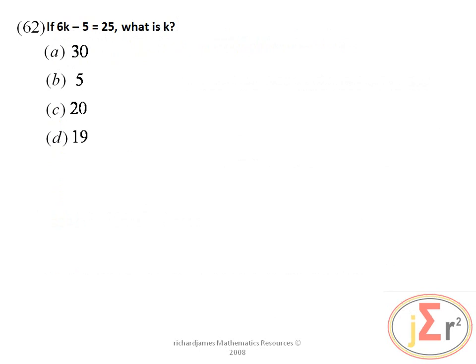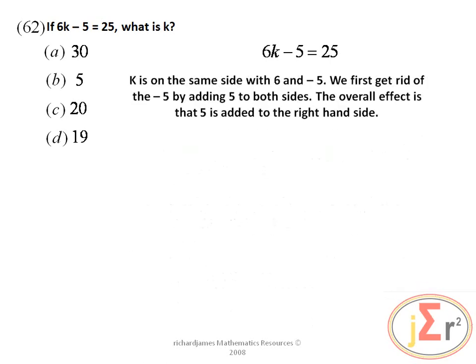If 6k minus 5 is equal to 25, what is k? That's a little bit more sophisticated than what we have had before. k is on the same side with 6 and the negative 5. We first get rid of the negative 5 by adding 5 to both sides.